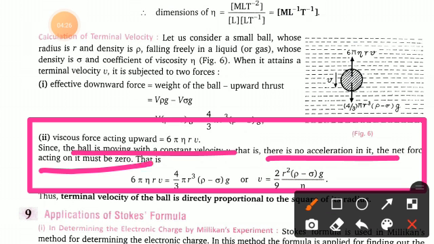So what happened? You can consider this the force: 6πηrv is equal to 4/3 πr³(ρ − σ)g. Or you can also find the value of v like this: v is equal to 2/9 r²(ρ − σ)g upon η.